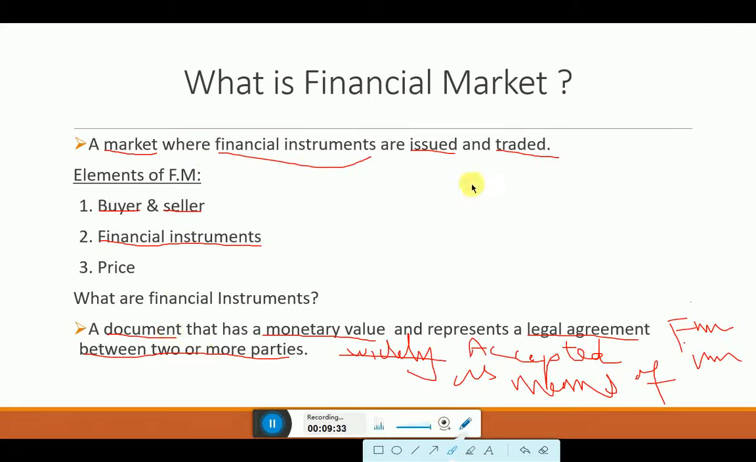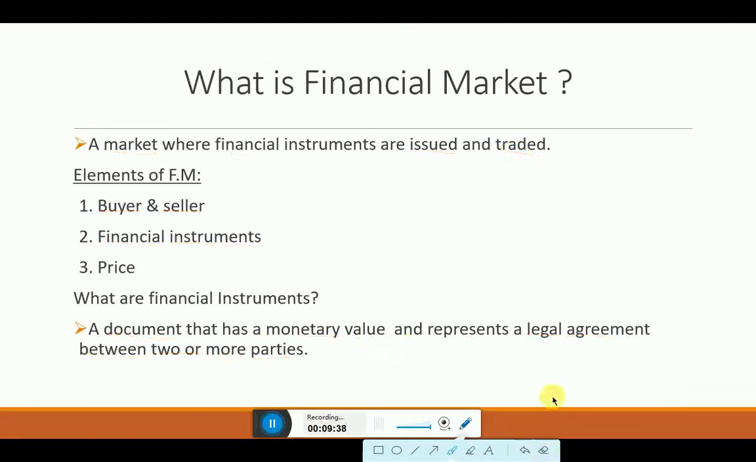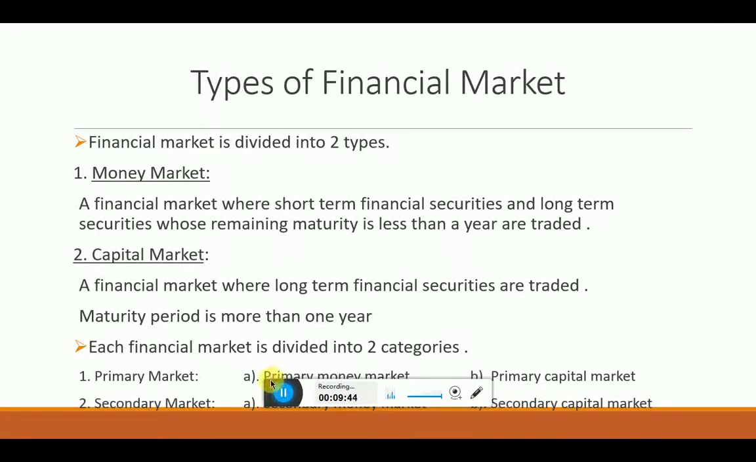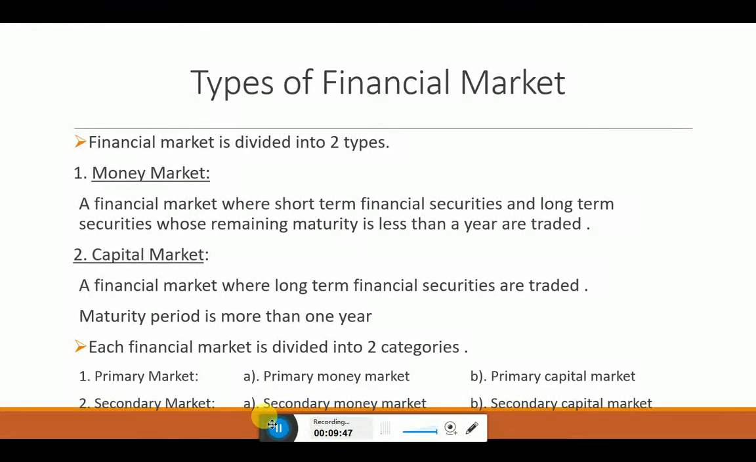Now let's go ahead to the types. So there are financial market types. There are two types of financial markets, right? Number one is the money market, number two is the capital market. So, the money market is basically that financial market where short-term financial securities and long-term securities whose remaining maturity is less than a year are traded. Okay.